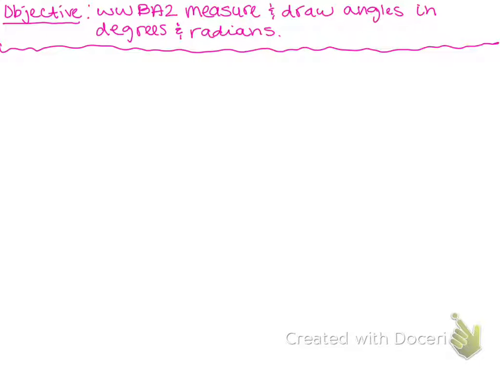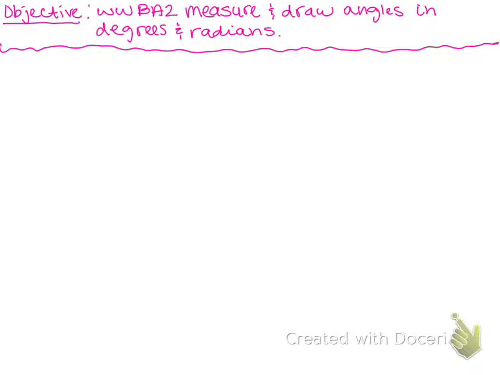This is going to be the first of 3 videos to explain how to measure and draw angles in degrees and radians. The first thing we're going to talk about is how to convert from degrees to radians. What is a radian exactly? Well, a radian is just another way to measure an angle. It's another unit of measure for an angle. Like feet and meters or inches and centimeters, radian is just another unit of measure for angles.